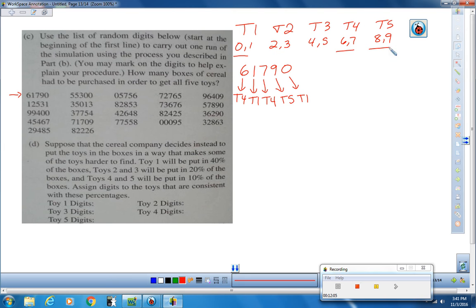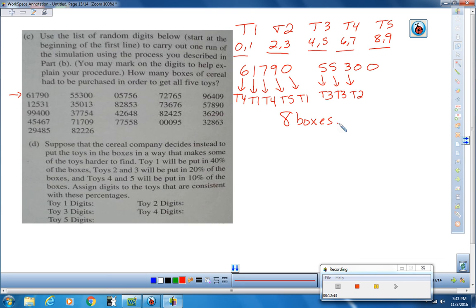Okay, so I'm going to go through the next list of random digits. 5, 5, 3, 0, 0. So with a 5, I got toy 3. With another 5, I also got toy 3. The 3, I got toy 2. So that's collected all 5 of my toys. So this is the simulation that I set up in Part B. I'm running this simulation, and it says how many boxes of cereal had to be purchased in order for me to get all 5 toys. 1, 2, 3, 4, 5, 6, 7, 8. 8 boxes were purchased.